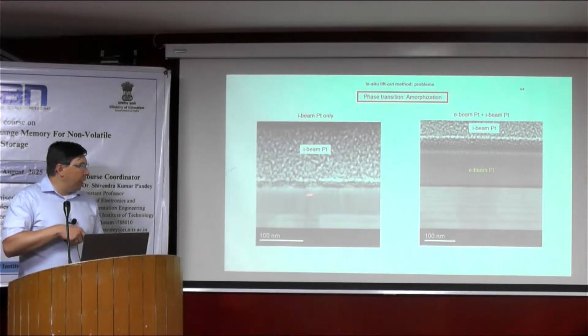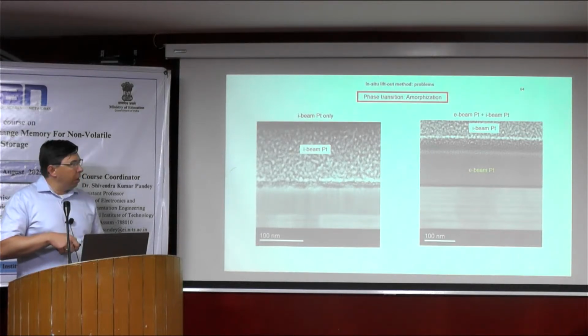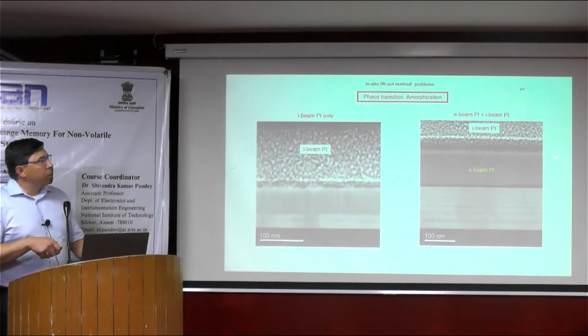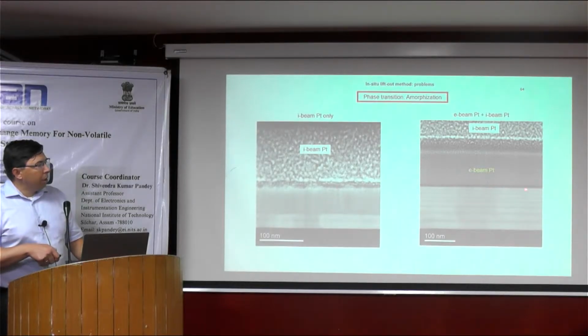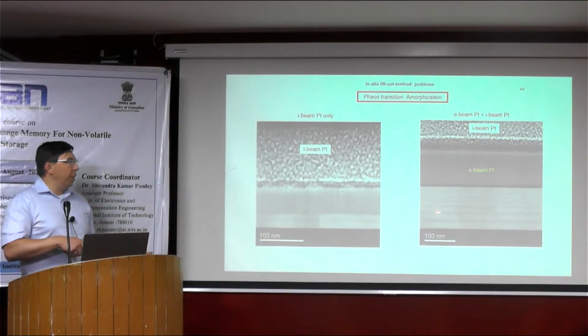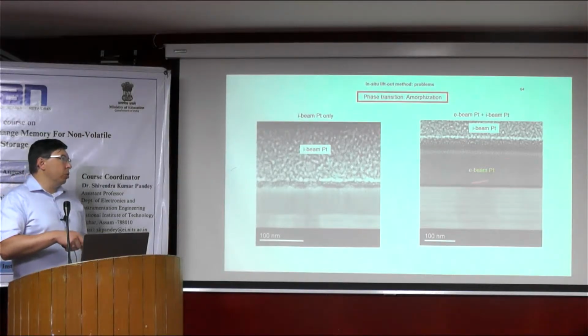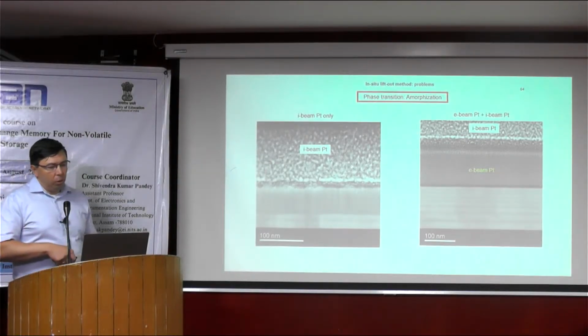But as we recognized this problem, we said, okay, we need to use an electron beam platinum layer. Why did we not use it before? Because we also used a protective layer, lanthanum aluminide, to protect the surface of chalcogenide materials from oxidation. And then we thought, okay, if we have such a protective layer, then we don't need to use electron beam platinum.